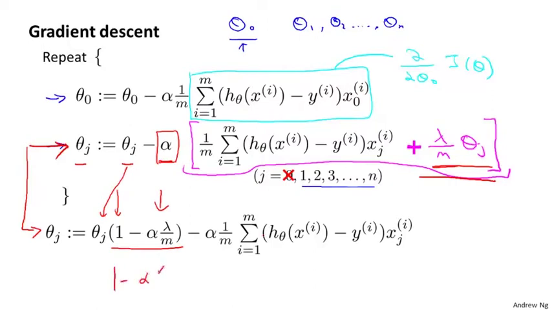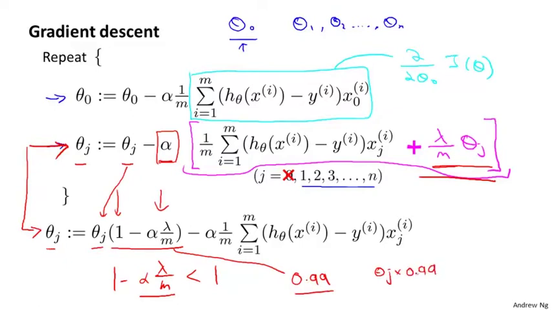Concretely, this term 1 minus alpha times lambda over m is going to be a number that's usually a little bit less than 1, because alpha times lambda over m is going to be positive. And usually, if your learning rate is small and if m is large, this is going to be pretty small. So this term is going to be a number that's usually a little bit less than 1. Think of it as a number like 0.99, let's say. And so the effect of our update to theta j is that theta j gets replaced by theta j times 0.99, which has the effect of shrinking theta j a little bit towards 0. So this makes theta j a bit smaller, or more formally, this makes the squared norm of theta j a little bit smaller.